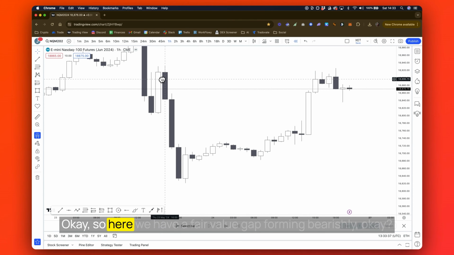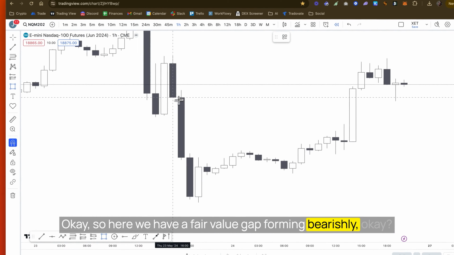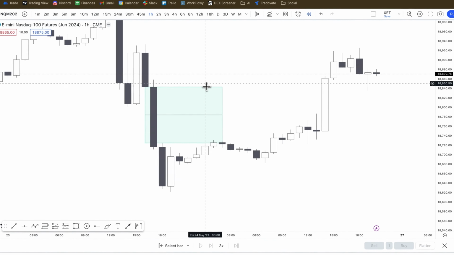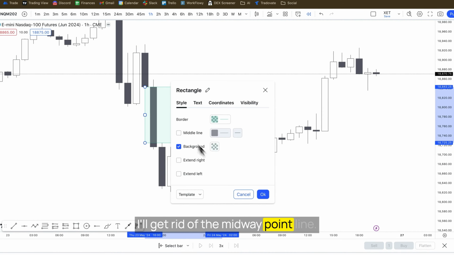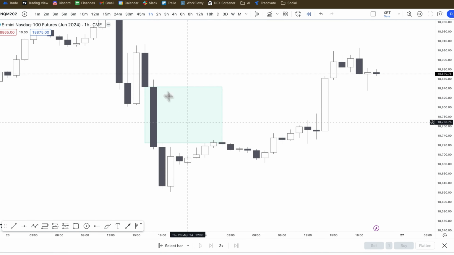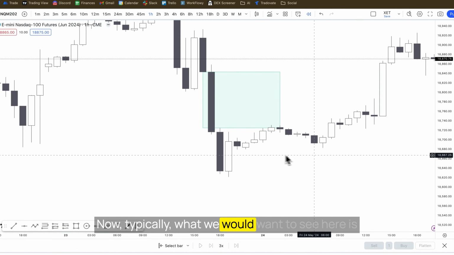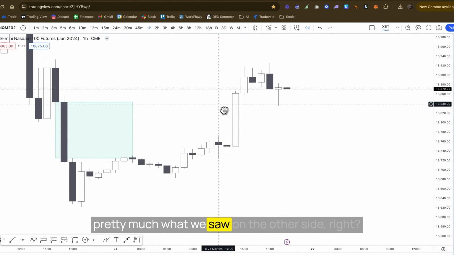Okay, so here we have a fair value gap forming bearishly. Let's just mark this one out for a moment. I'll get rid of the midway point line. So here is our bearish fair value gap. Now typically what we would want to see here is pretty much what we saw on the other side, right?